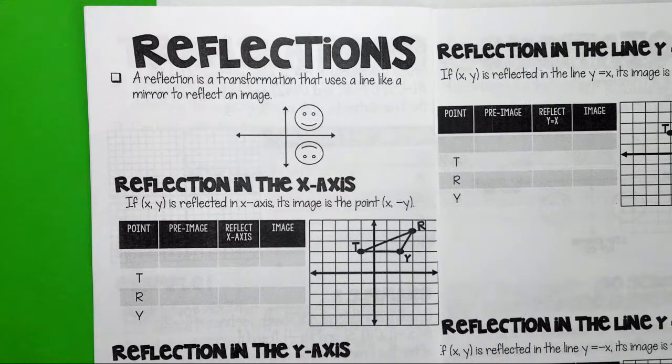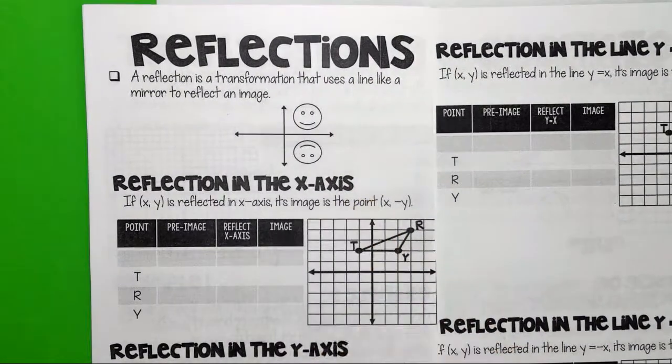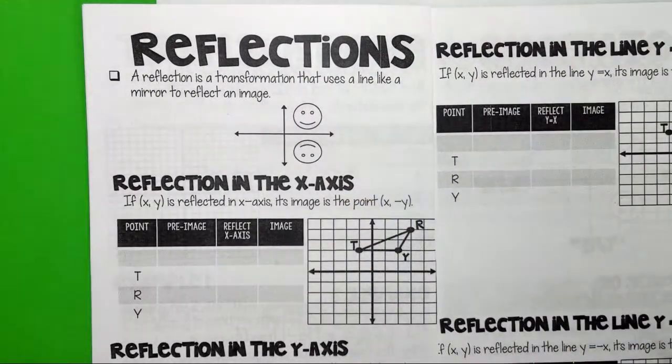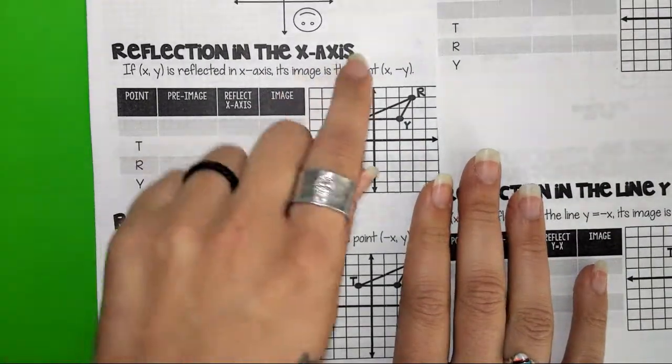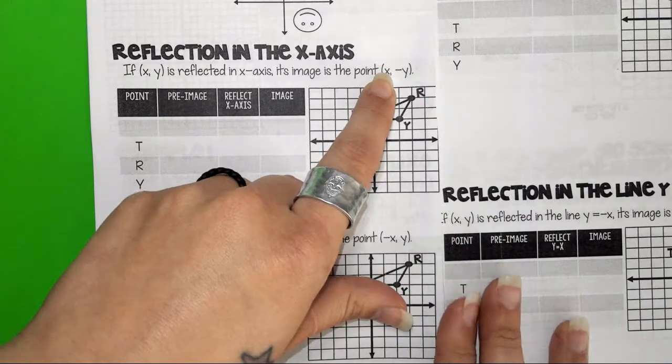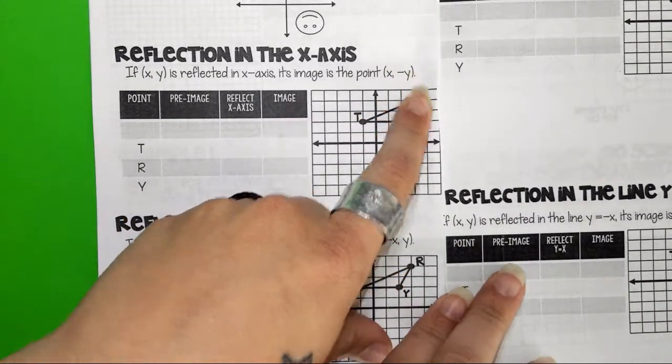So we're going to flip it 4 ways. We're going to flip it across the x-axis, y-axis, y equals x, and y equals negative x. When you flip it across the x-axis, you keep your x value the same, and all you do is change the sign of your y value.